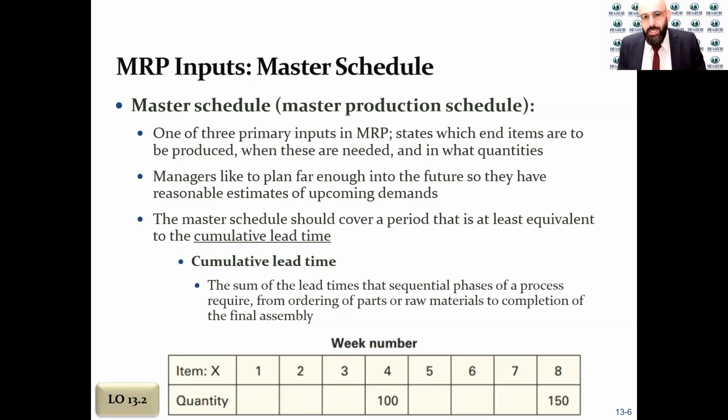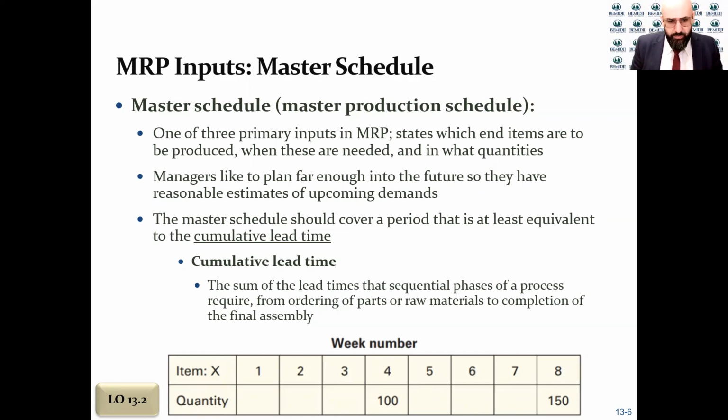The master schedule should cover a period that is at least equivalent to the cumulative lead time, which is the sum of the lead times that sequential phases of a process require, from ordering of parts or raw materials to completion of the final assembly. So let's take a look at this example that you see.